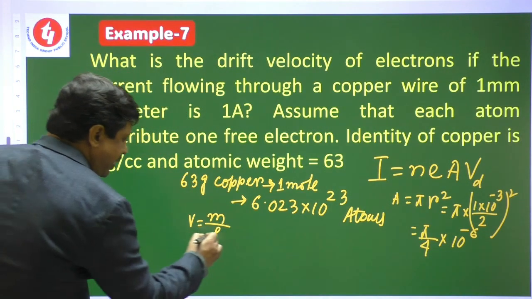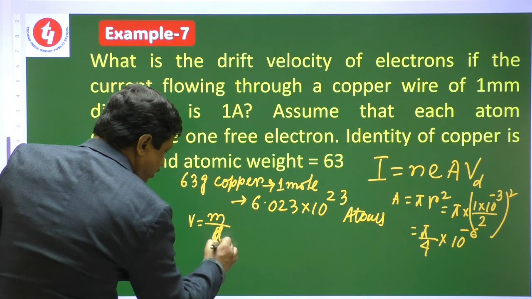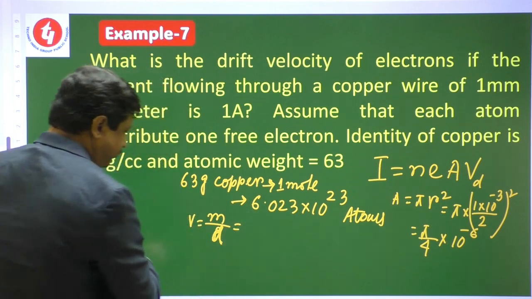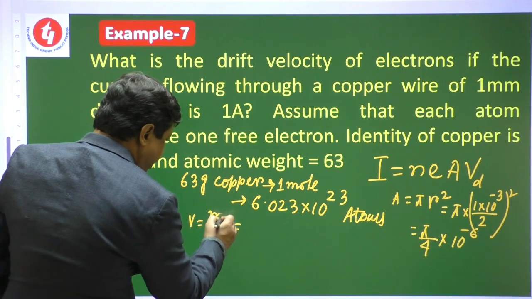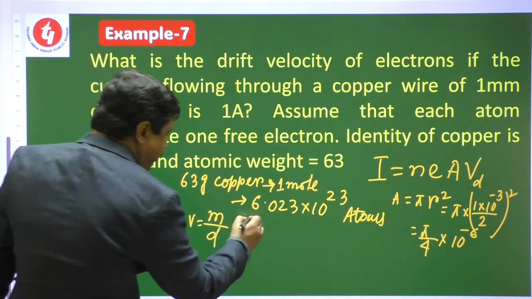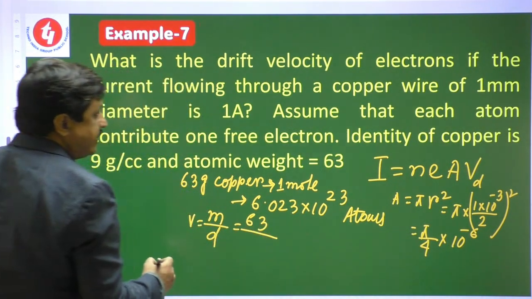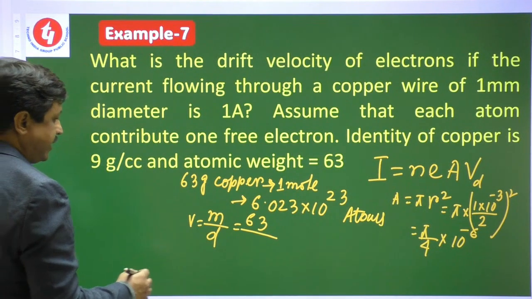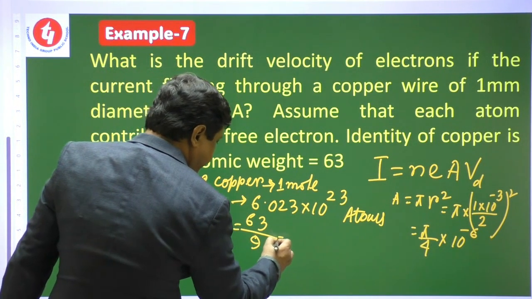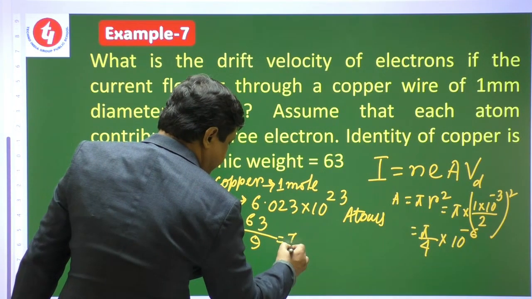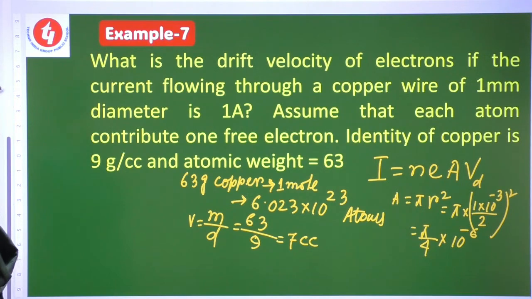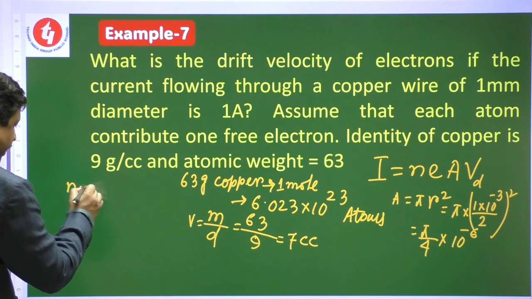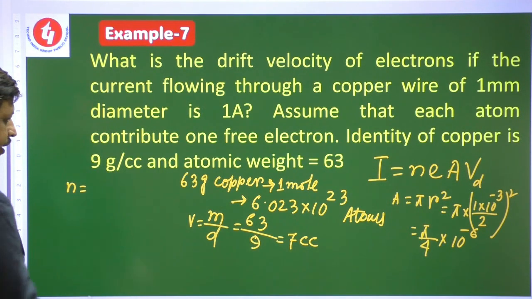Rho is the density, m by d. That is, volume is m by d. And m is 63 gram and d is density, that is 9. That means volume is 7 cc. Right? 7 cc.